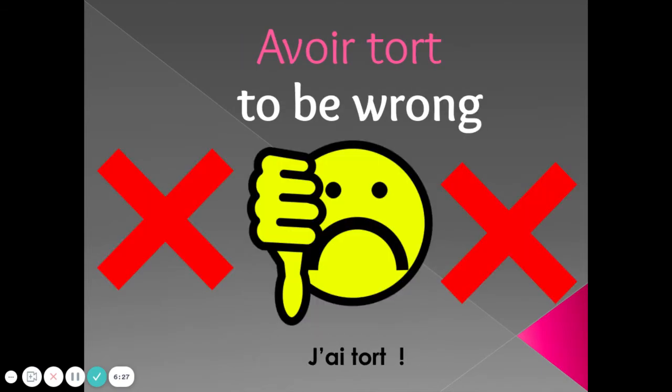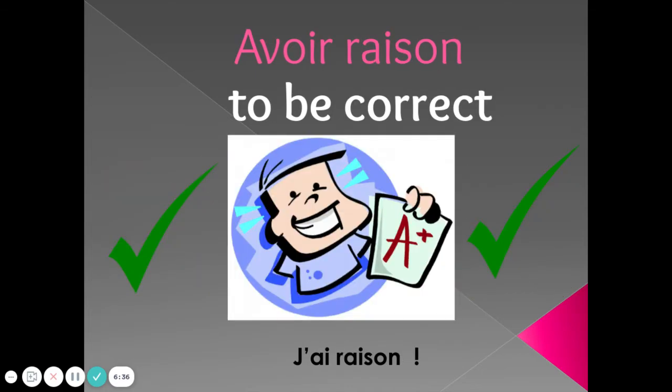Avoir tort, to be wrong. J'ai tort, I'm wrong. Tu as tort, you are wrong. The opposite, avoir raison, to be correct, to be right. I have reason.